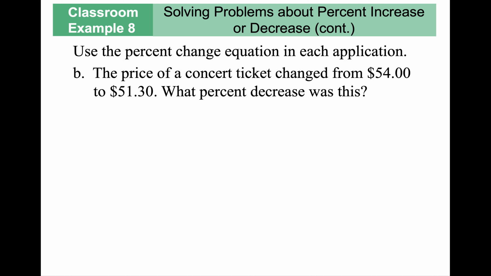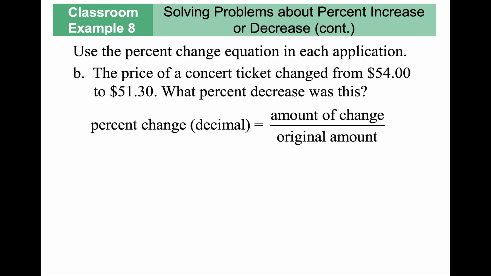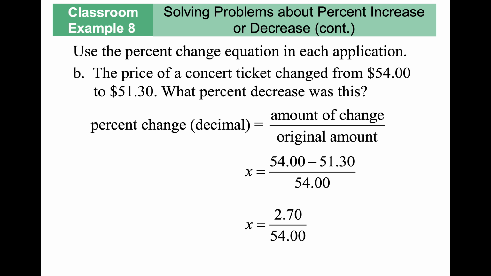Here I have another example. The price of a concert ticket changed from $54 to $51.30. Here I had a decrease, right? It got cheaper. So I'm going to do my formula, and my change would be 54, the original price, minus 51.3, the new price, over $54. This is going to give me a change of $2.70 over my original price, which is going to be 0.05, but I need to give it as a percent, so I would have 5%.